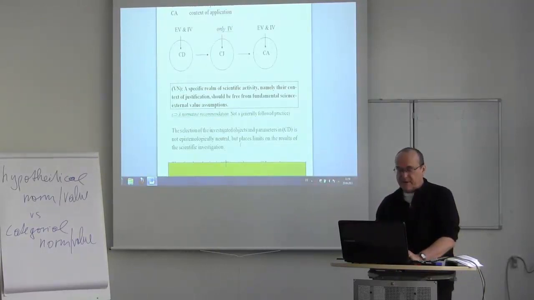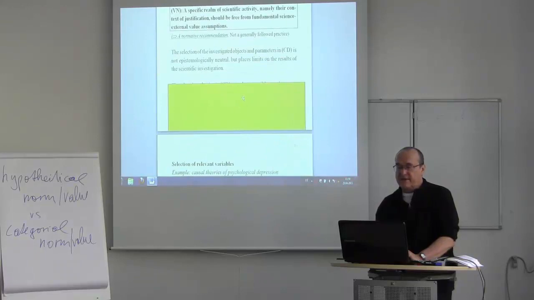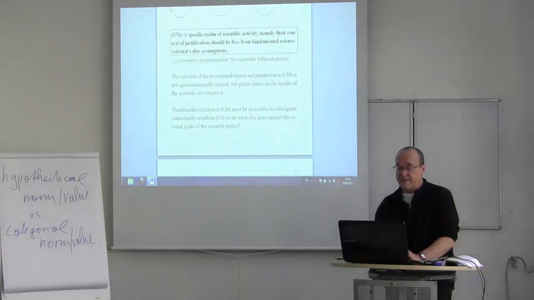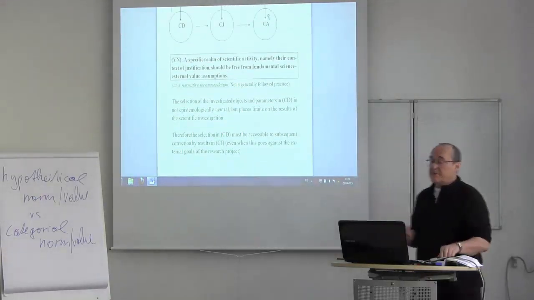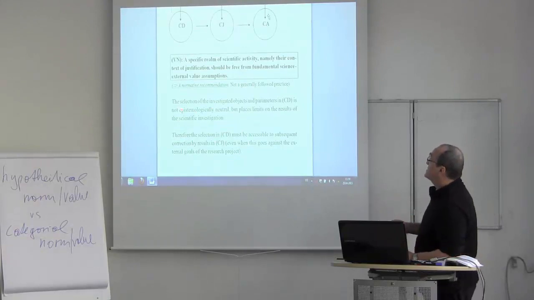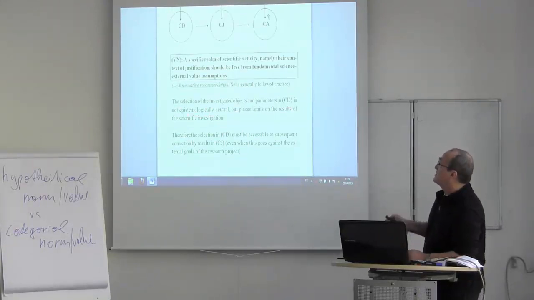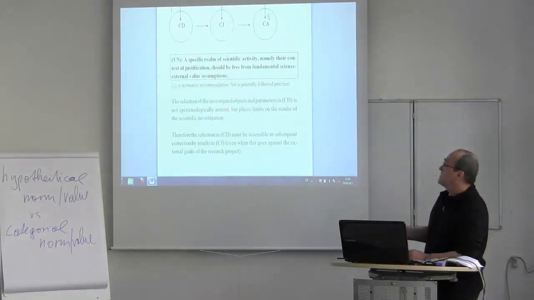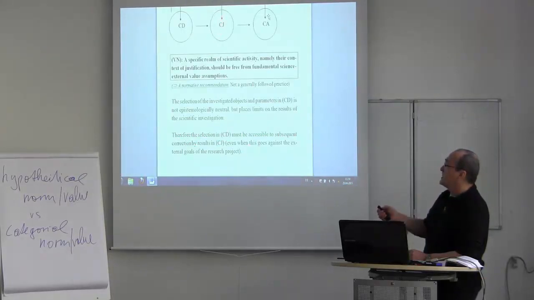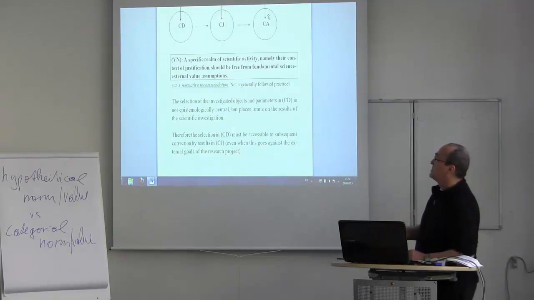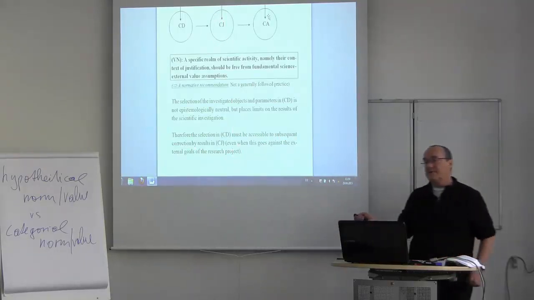The final point is this. The selection of the investigated objects and parameters in the context of discovery is not epistemologically neutral, but places limits on the possible results of scientific investigation in the context of justification. Therefore, the selection in the context of discovery must be accessible to subsequent correction by results in the context of justification, even when this goes against the external goals of the research project. So let me give you an example.